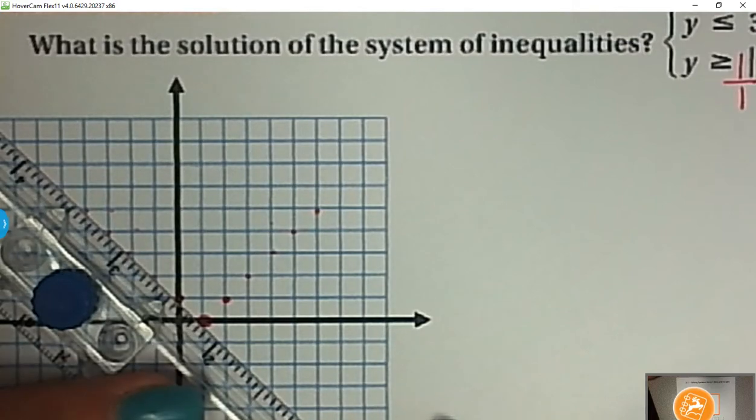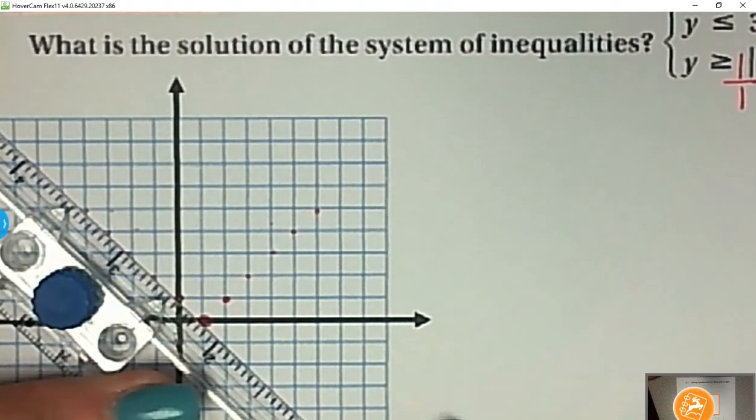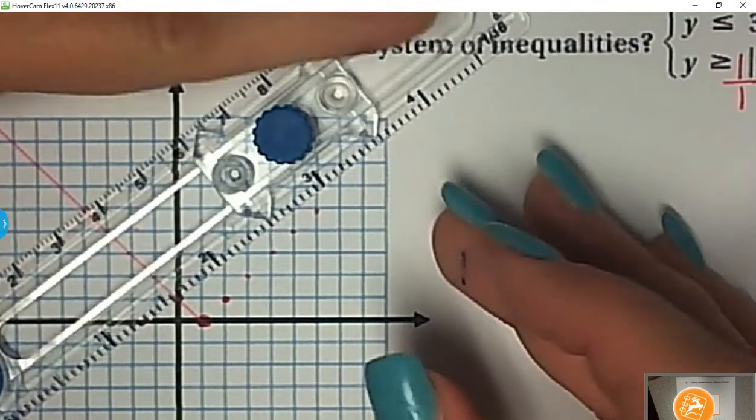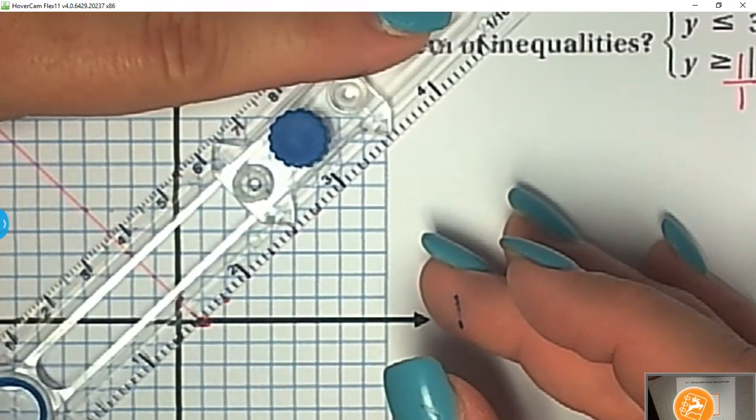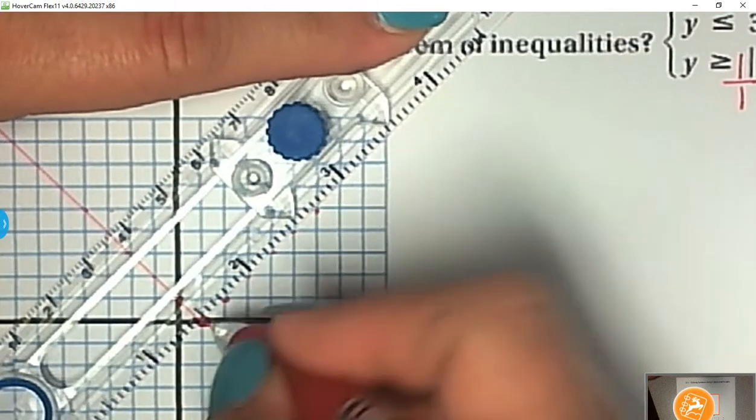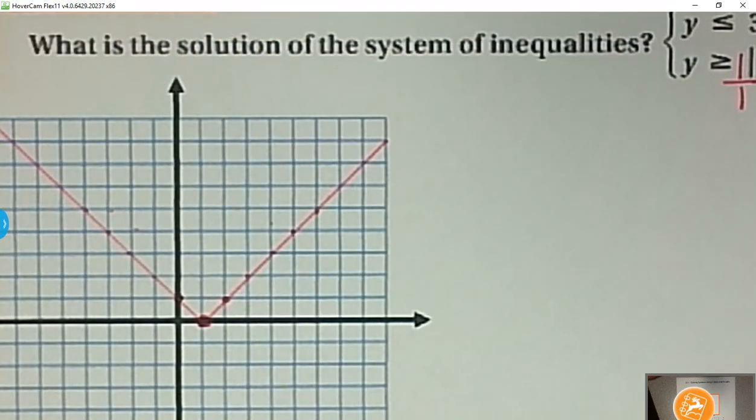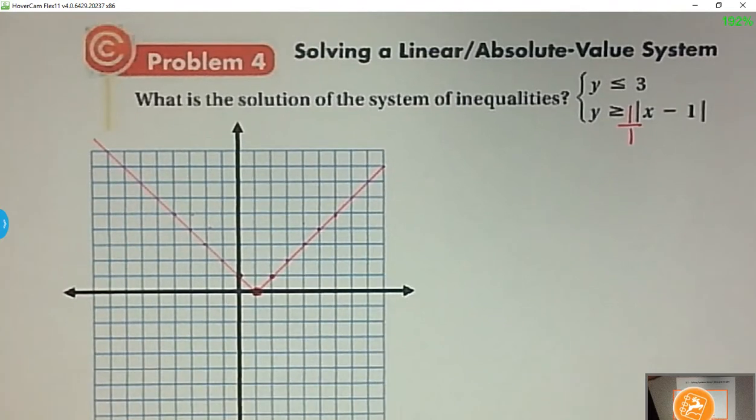Is this V going to be solid or dotted? Solid. And so when we get ready to shade for this, we're going to shade just like we did for the lines. Because this is greater than, I'm going to shade on top. Okay, we're not doing inside and outside the V, we're doing on top of or underneath.